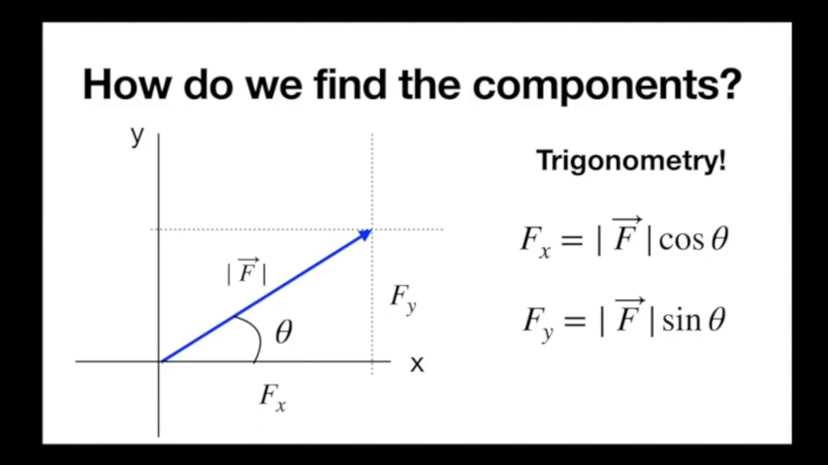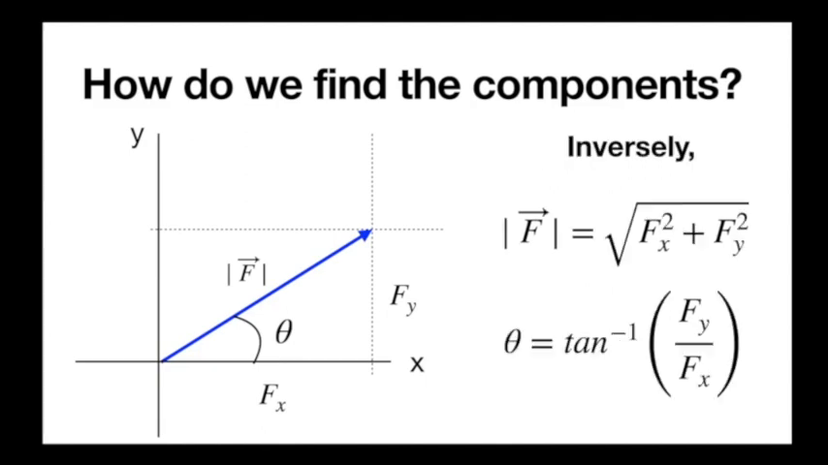Great. And then if we want to go the other way around, let's say we have components and we want to find the magnitude and the direction. For the magnitude, we have the Pythagorean theorem, so it's the square root of the sum of the squares of the sides. And for theta, to find the angle, we have to do the inverse tangent. So to find this angle, we know Fy is the opposite to it, and Fx is adjacent. So it's going to be tan theta equals Fy over Fx, or theta equals inverse tangent of Fy over Fx.